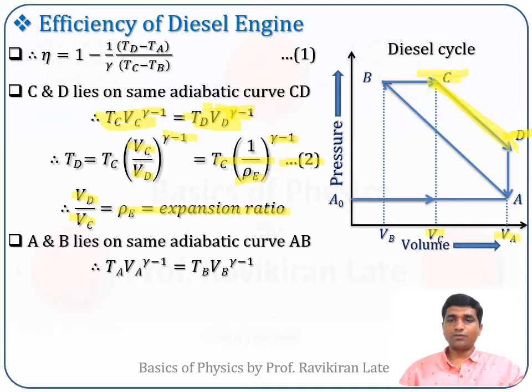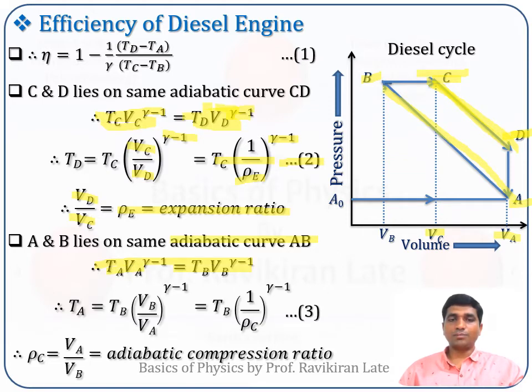Let us call this equation number 2. Now similarly, if you consider the curve AB, the point A and point B also lie on the same adiabatic curve. Now we will substitute this adiabatic relation for this curve for TA and TB. So this you can rewrite as TA VA raised to gamma minus 1 is equal to TB VB raised to gamma minus 1. We can further simplify this in order to get a value of TA.